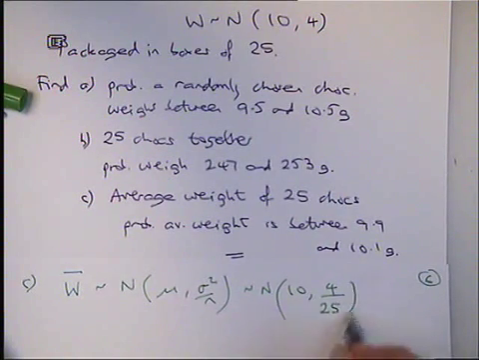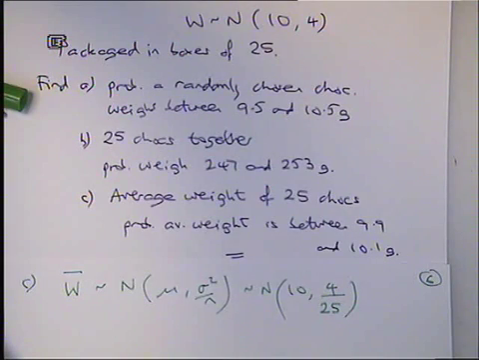I thought last lesson you said that sigma squared over n was the whole thing squared. No, sigma squared is just divided by n. Okay, right. Okay.